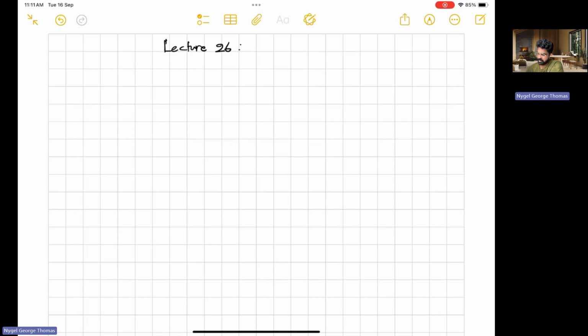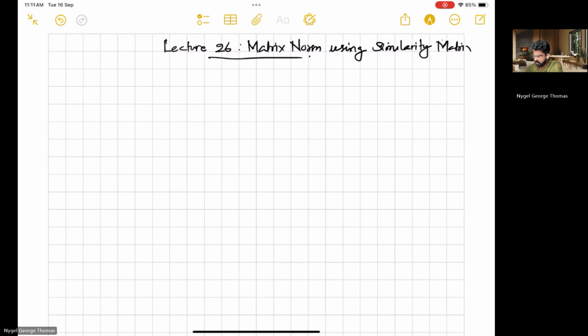Okay. Now in this lecture, we'll look at another norm, which is a matrix norm using similarity. I think the better way to write it is matrix norm using similarity. Okay, this is an important idea, but it's simple.